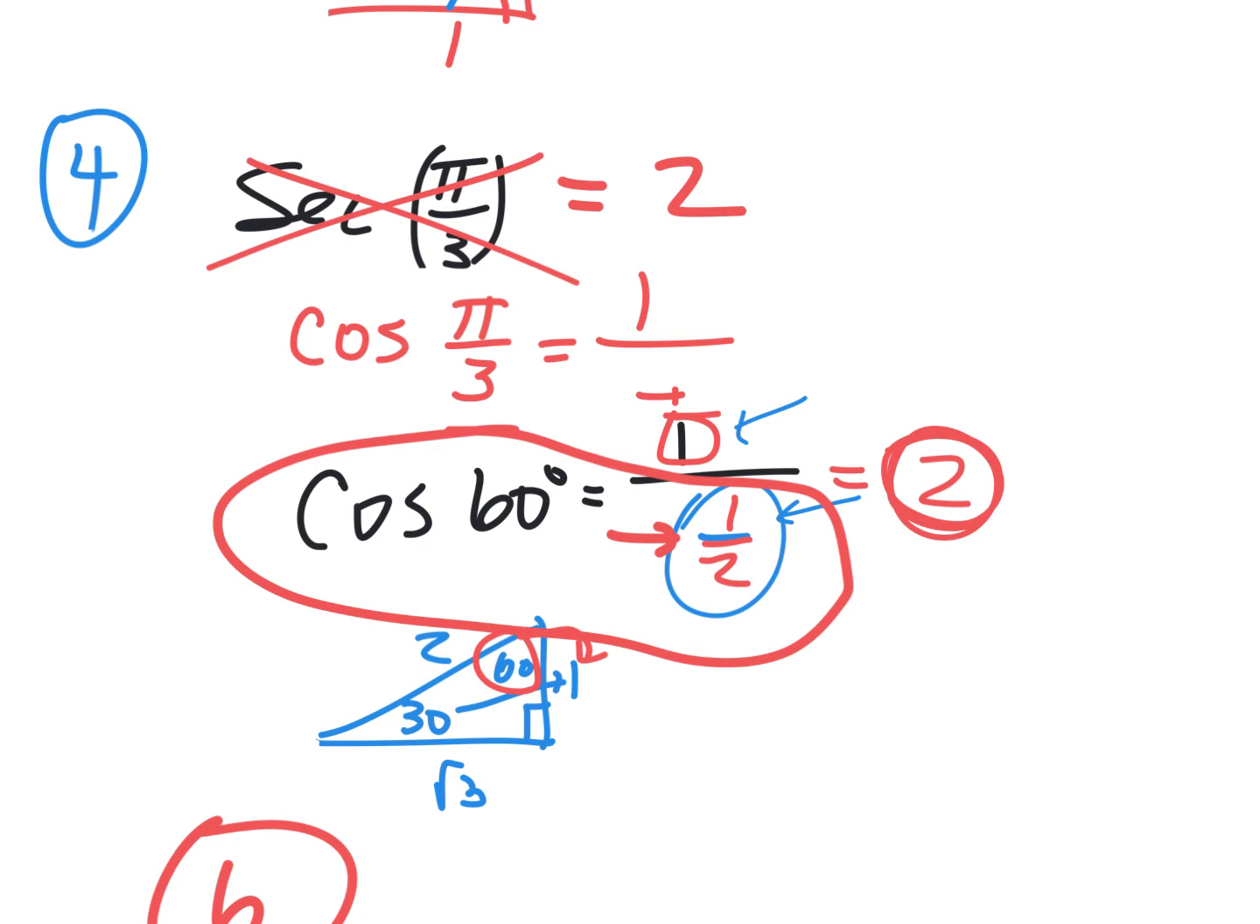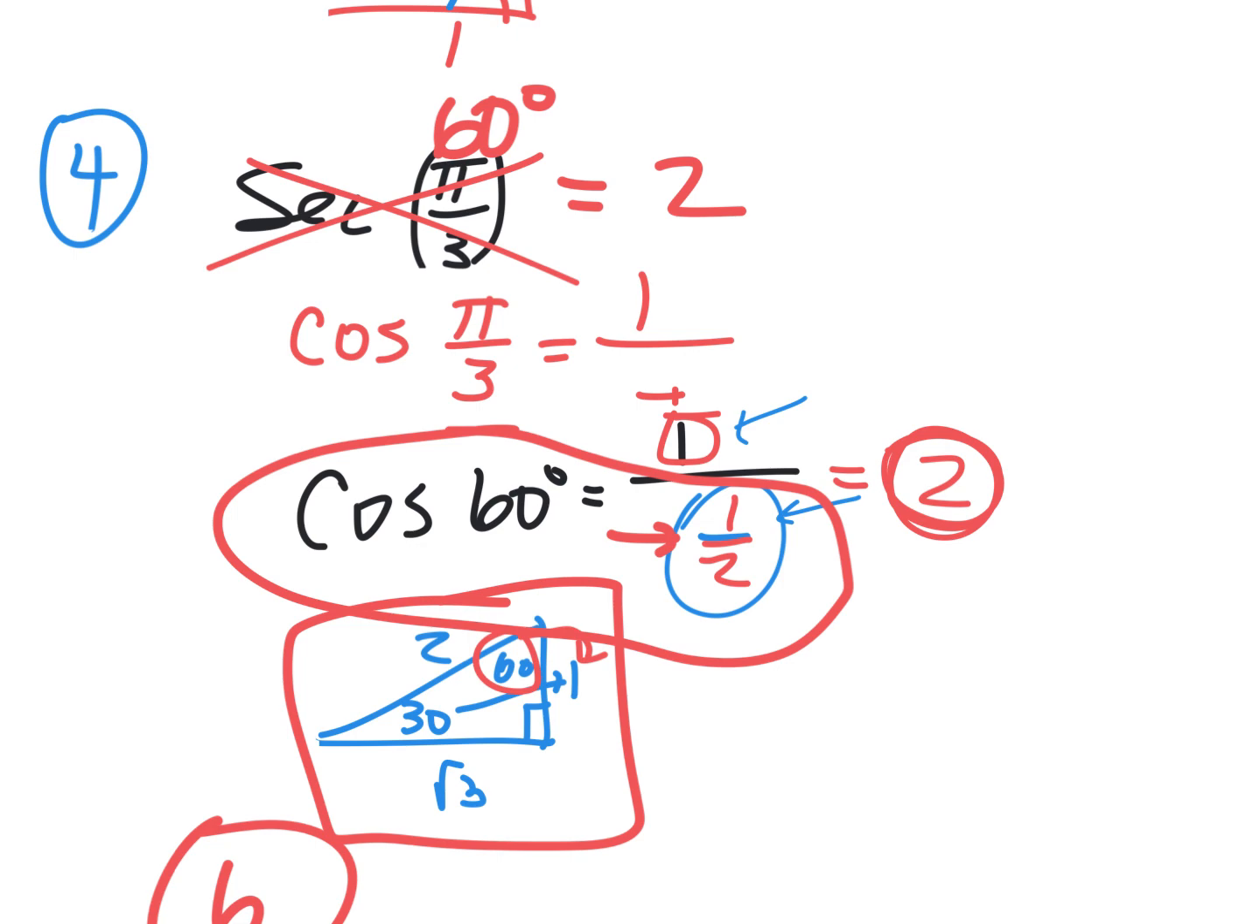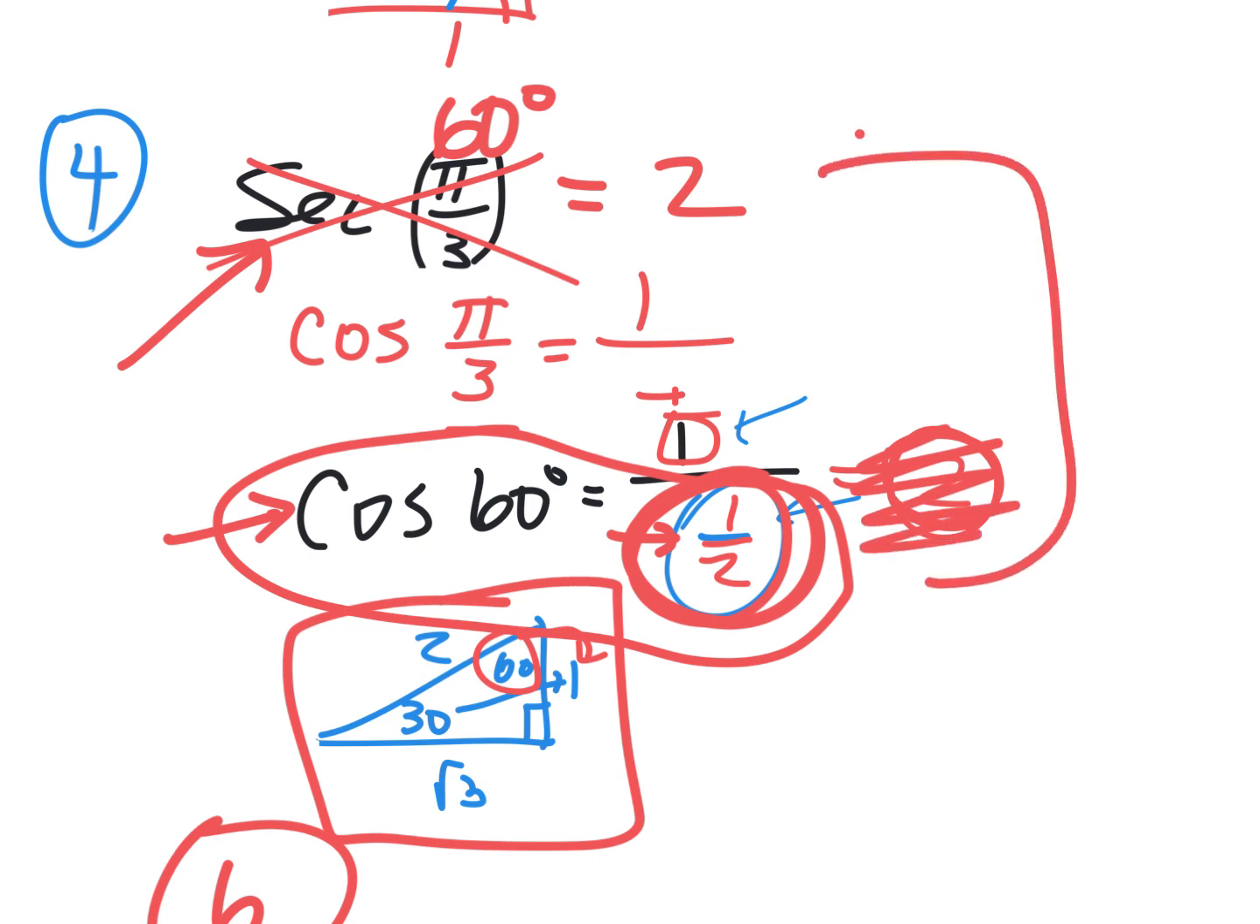So you might be like, why did you change it to 60? Well, because pi over 3 is 60. So then I drew the 30, 60, 90 triangle. Why did you do this flip thing? Because we didn't want cosine, we wanted secant. So when I changed to doing cosine, I got an answer of a half. Then I had to flip it. So then the final answer was actually 2.